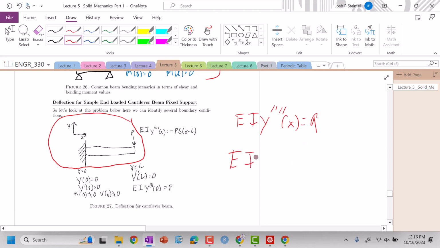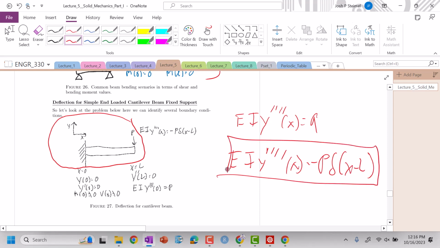So the way that we want to represent that is minus P delta x minus L. So basically, whenever this is non-zero, this whole load is going to be 0. So we're going to represent this as a delta, a Dirac delta function, and we'll read that in. So this is our fundamental expression we have to solve.